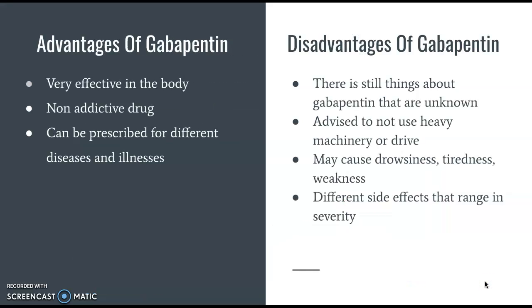Some advantages of taking gabapentin are that it is very effective in the body, is a non-addictive drug, and can be prescribed for different diseases and illnesses. But some disadvantages are that gabapentin is still relatively new and not that much is known about it, as well as having a variety of side effects which can inhibit a person from handling heavy machinery or even driving, because it can cause drowsiness, tiredness, and weakness. And the severity of each side effect differs from person to person.